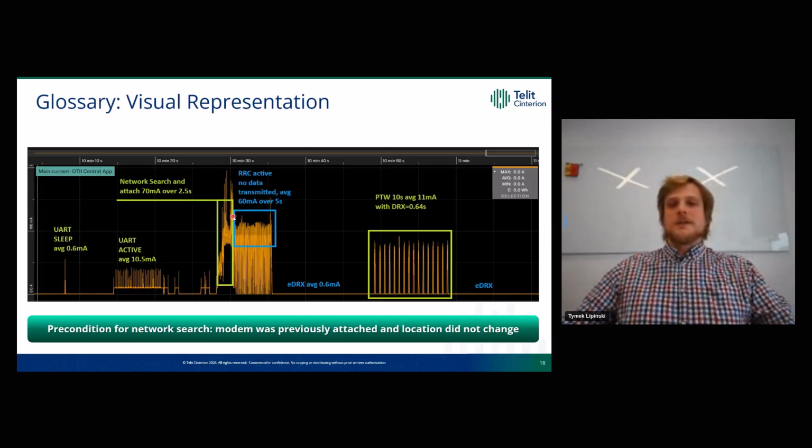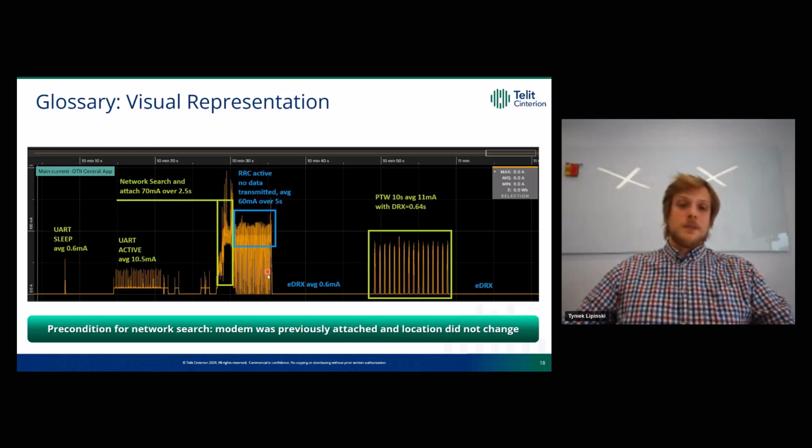Later on, after we are done with the registration, we no longer exchange data with the network, but we had to establish RRC here to communicate, to register with the network. And this RRC is kept active by the network for 5 seconds. This was specific for this particular CATM operator. So the average consumption was 60 milliamps, and it took 5 seconds because that's the timeout for this operator.